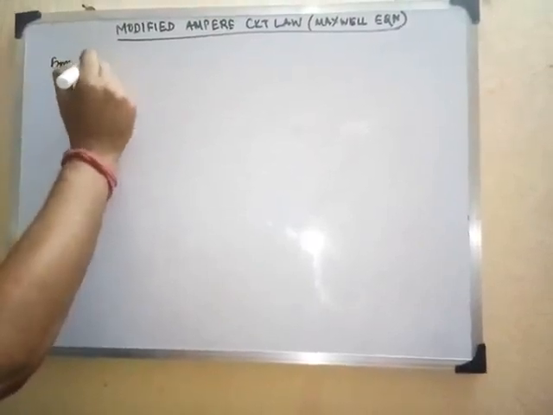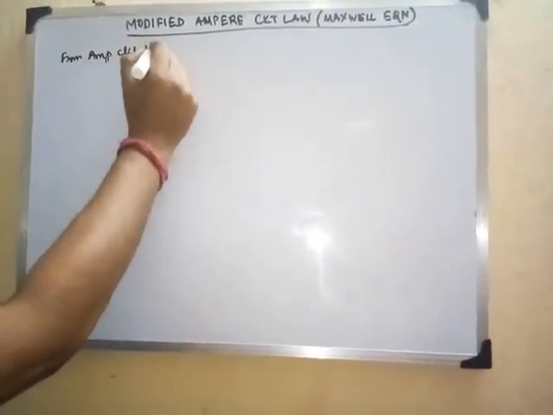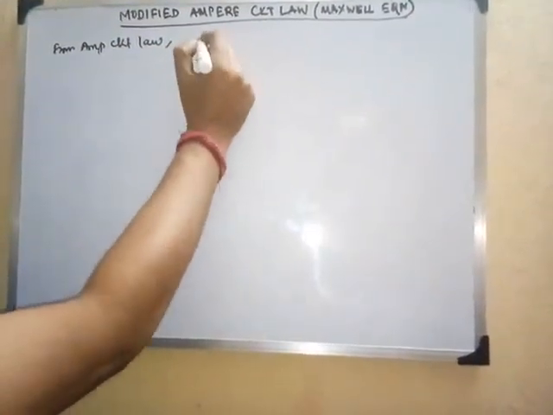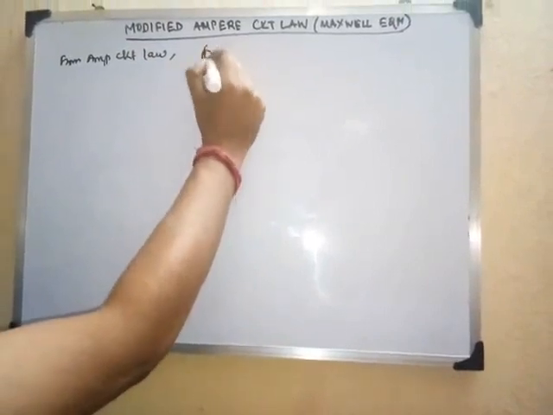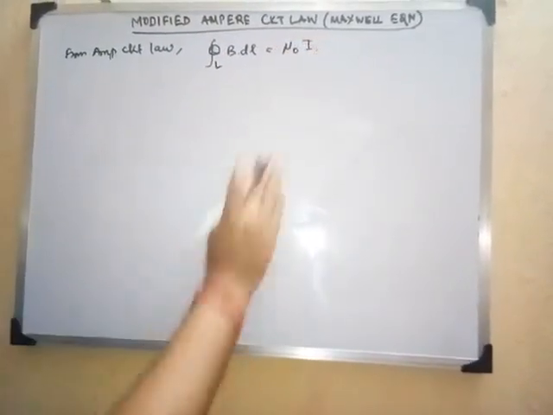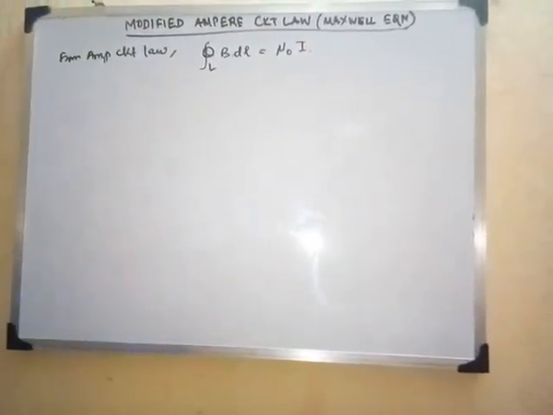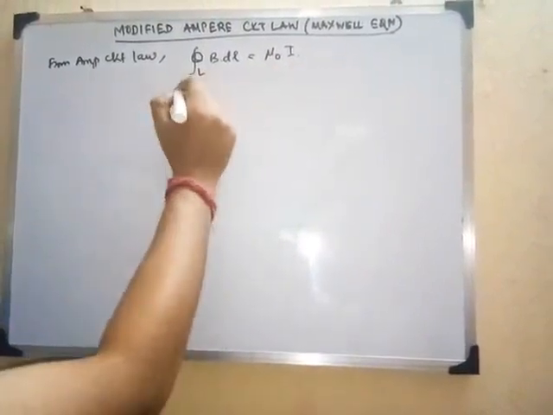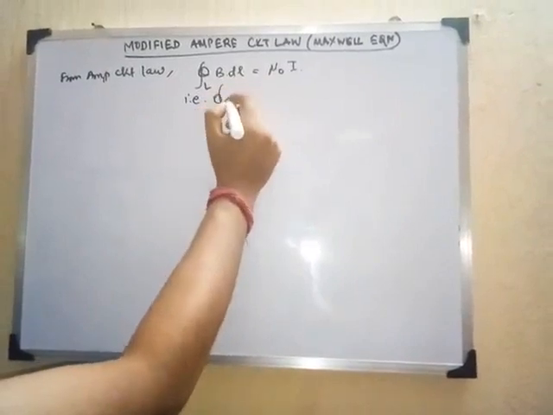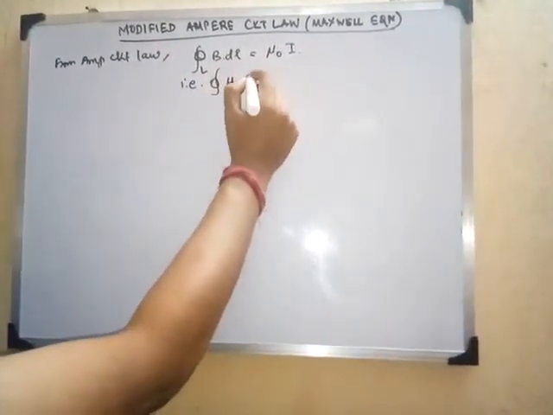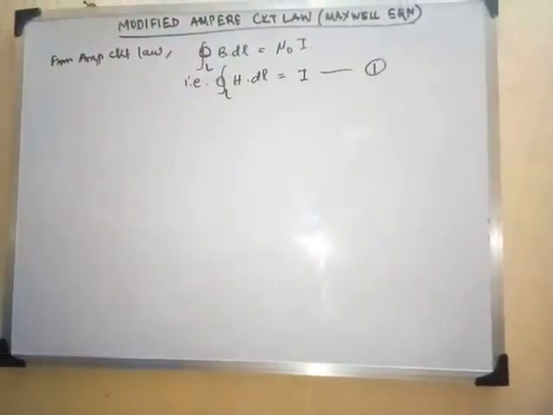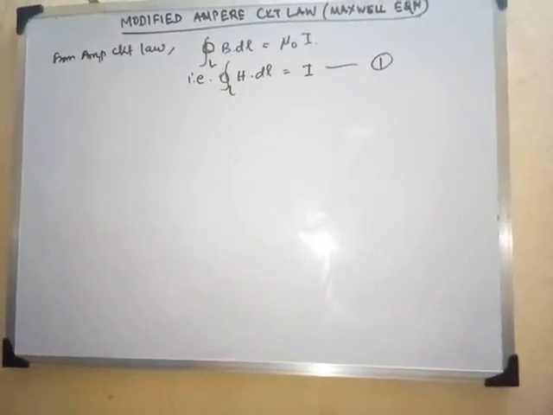From Ampere circuit law, you remember, we got the closed line integral of B dl equals mu naught into I, right? That was the Ampere circuit law. And from here we are also able to write it in terms of H. So this is the closed line integral of H dl equals I, right? Let us consider this equation as our equation number 1.